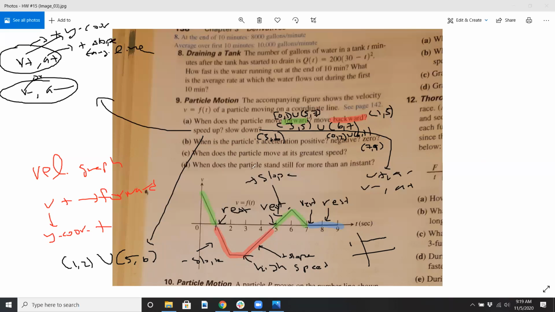The greatest speed, kind of hard to tell. I'd say either here or here, because they didn't give us tick marks for the vertical axis, so that's kind of hard to tell. So I'd say the greatest speed would be either here or there. And then when does it stand still for an instant? Obviously at 1.5. 7 included, or it's just 7 to 9 included.